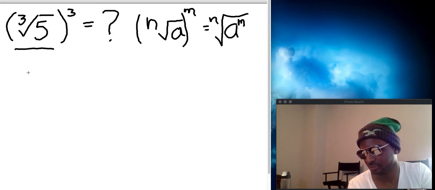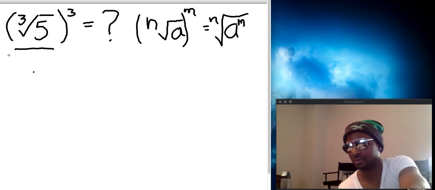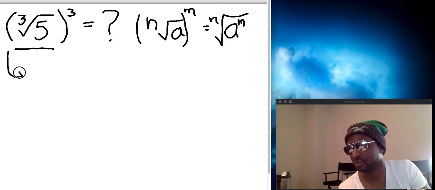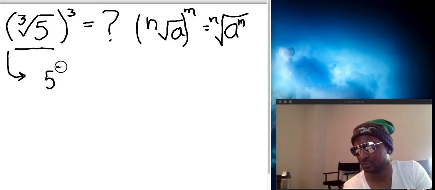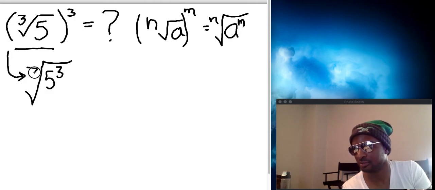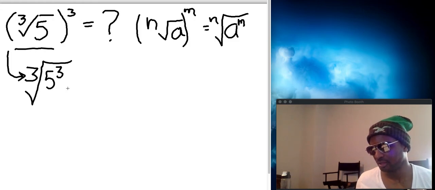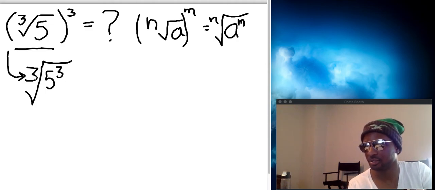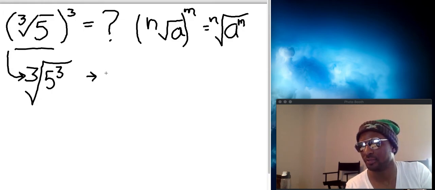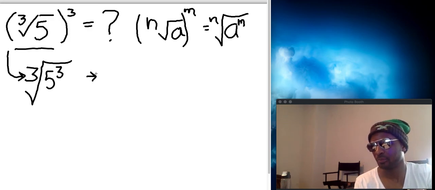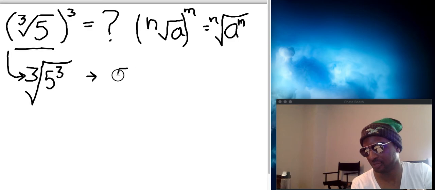So this up here is going to come down here. We have 5 cubed. We're taking the cube root of that. So that's what this turns into. Now, once you do that, we're going to go ahead and invert the cube root, which in this case is 3. Like I said, once we invert that, we're going to have 5 cubed.